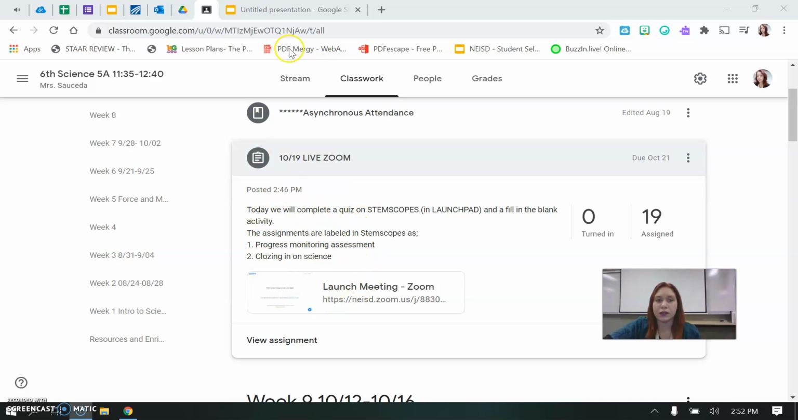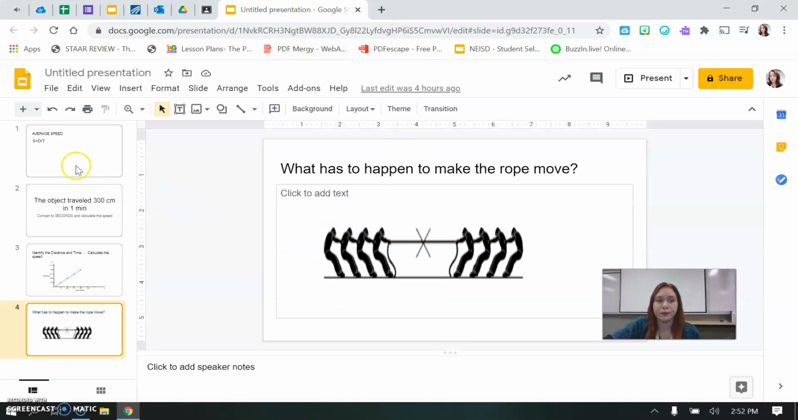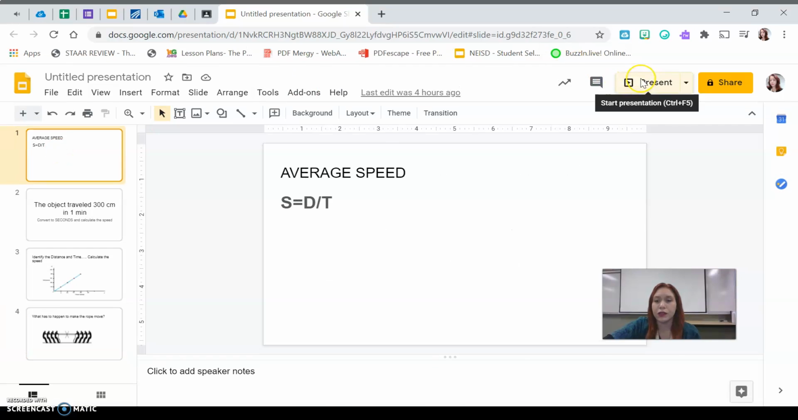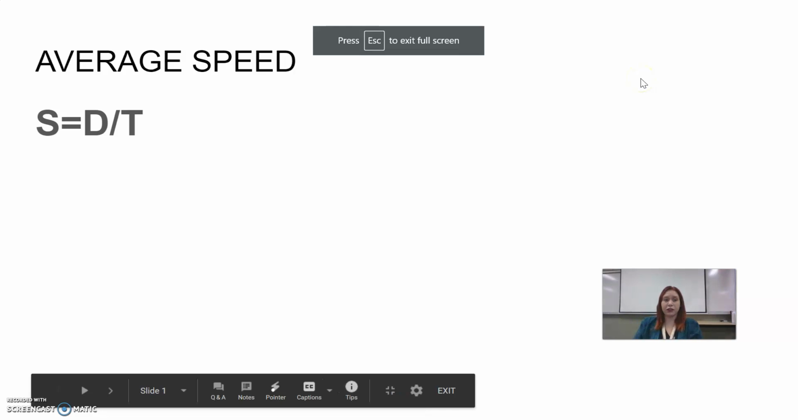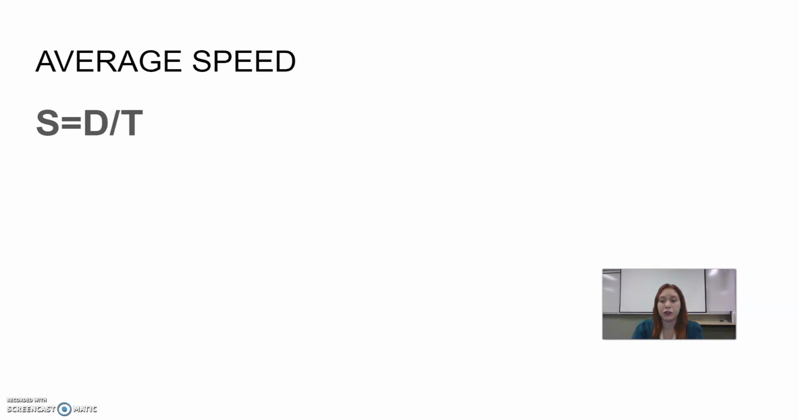Before you do your quiz, I'd like to review a couple things with you. The first thing I want to remind you is the average speed formula. When we're calculating speed, you need to remember the formula. Speed equals distance divided by time, or S equals D over T. We call this the average speed. When you take the distance and divide it by the time, that will give you the average speed.